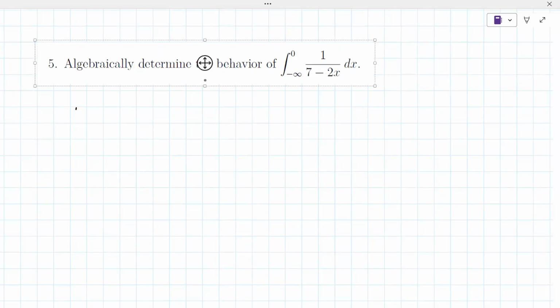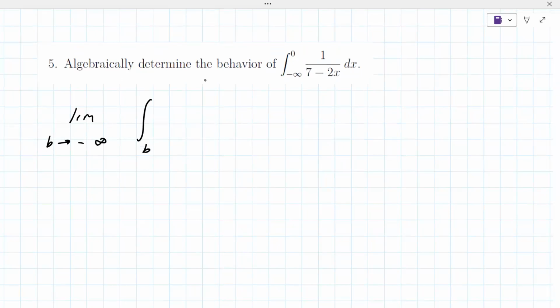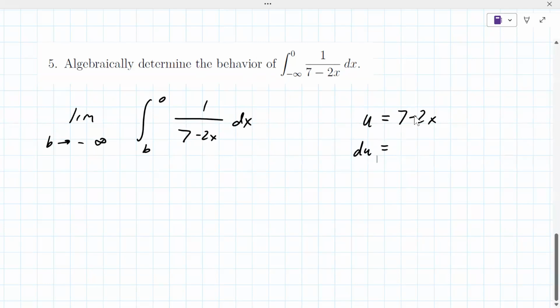Okay, this one has the same sort of setup as the last one. Limit as b goes to minus infinity, integral from b to 0 of 1 over 7 minus 2x dx. Do you remember at all the antiderivative of something like this or how to do it? I do not know. Okay, so we'll try to use substitution this time. You probably saw that in a previous course, maybe in this one. Use substitution is typically for the denominator, the exponent, a few other things. You take a derivative. Can you tell me the derivative of it?